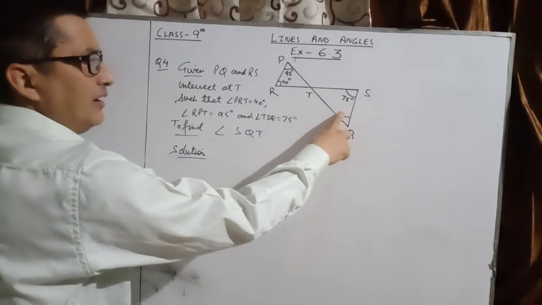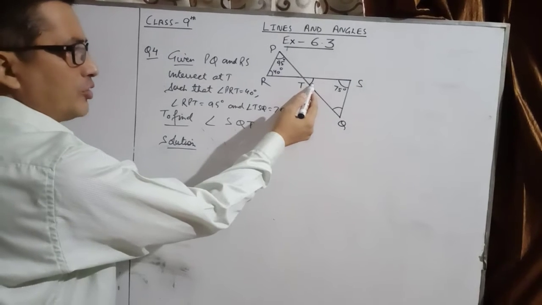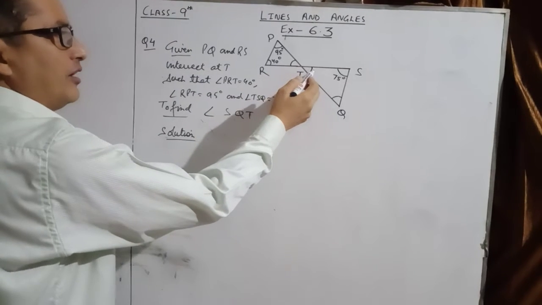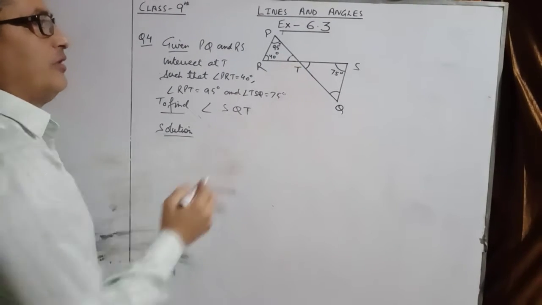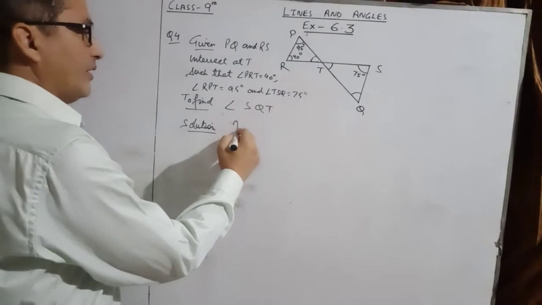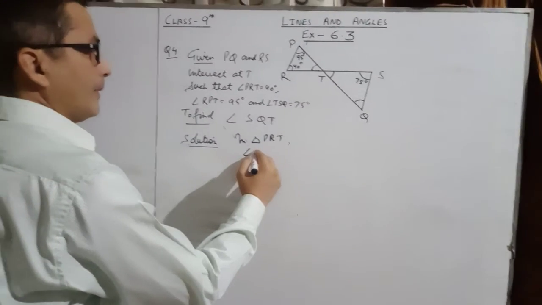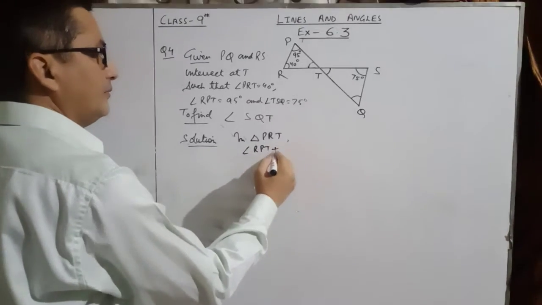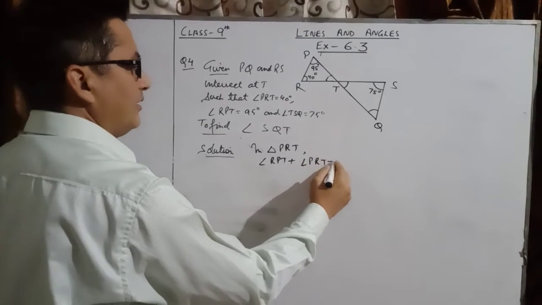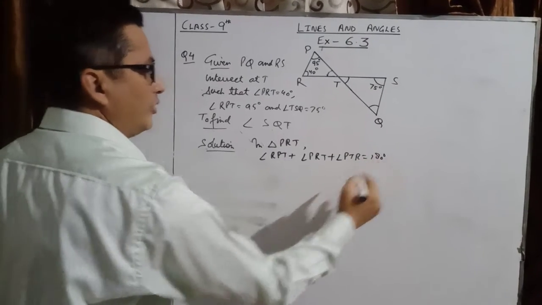To get this angle, we must know angle STQ. But we don't know what is STQ. But we know that STQ is equal to angle PRT by vertically opposite angles. And this angle we can find out by angle sum property of a triangle. So let's start. In triangle PRT, angle RPT, this angle, plus angle PRT plus angle PTR is equal to 180 degree.